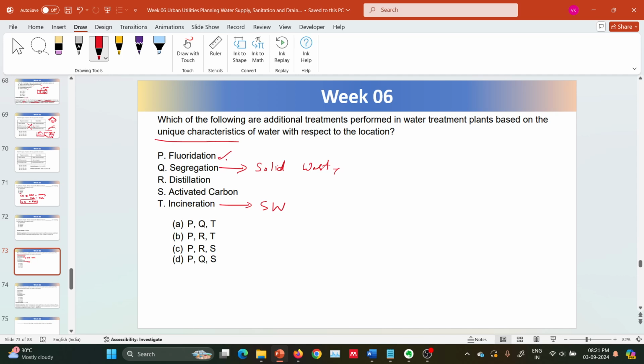But if you provide more fluoride, it can cause fluorosis, and if the fluoride concentration is more than 5 milligram per liter, it can cause bone fluorosis and the bones become brittle. So excess fluoride should not be there. Distillation and activated carbon are used for adsorption. So P, R, and S. R and S is the answer.